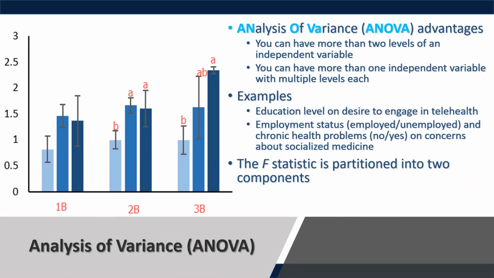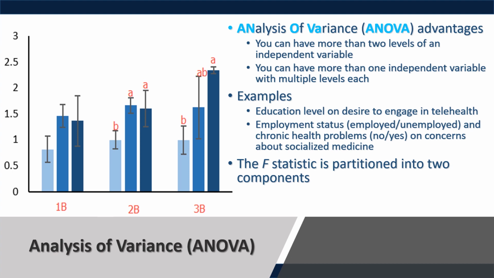Today we'll be discussing the analysis of variance, or ANOVA. You can probably already guess that the ANOVA is more versatile than t-tests in that you can compare more than just two means. When specifically would you use an ANOVA? You'd use ANOVAs when you have more than two levels of an independent variable, or if you want to know the relative influence of two or more independent variables with multiple levels each on a single dependent variable.